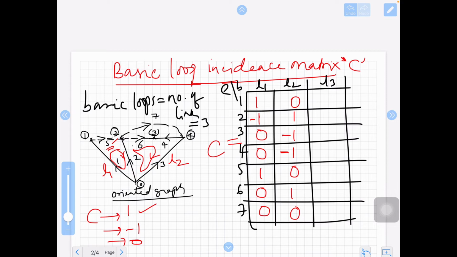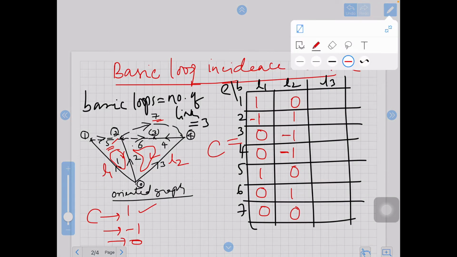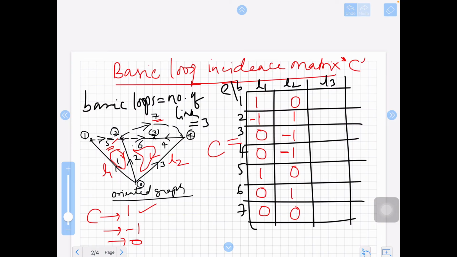Similarly, let us add one more link to the tree. That is the 7th link to the tree, you will get the basic loop. So when you connect one link at a time, you should not consider the previous links which you have considered.